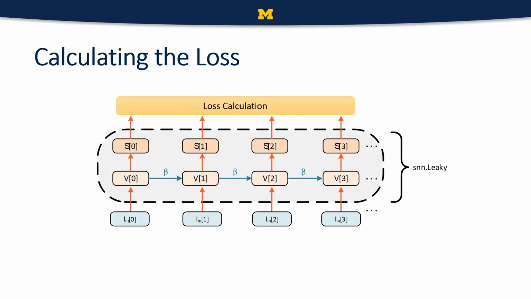So, moving forward, how do we calculate a loss? In conventional deep learning, we use cross entropy loss for classification and mean square error for regression. What do we do with spikes? There are a lot of variables that we can play with.